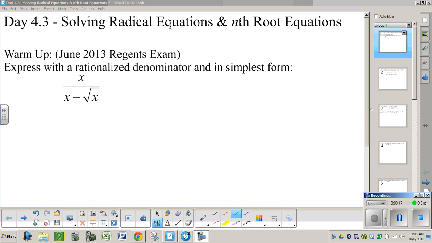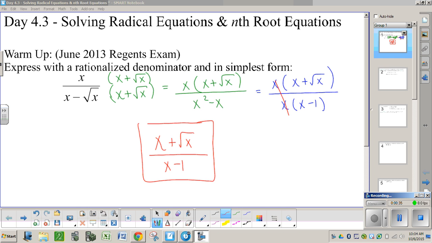Here's a little warm-up for you to try if you're up for a challenge. Remember we talked about last time conjugates and how you are not allowed to keep a radical in the denominator. I'm going to give you a minute to pause your video, try the warm-up, and then join me when you're ready. Okay, there's our final answer for the warm-up. If you had any questions on it, make sure you catch me in class. All right, let's get started.